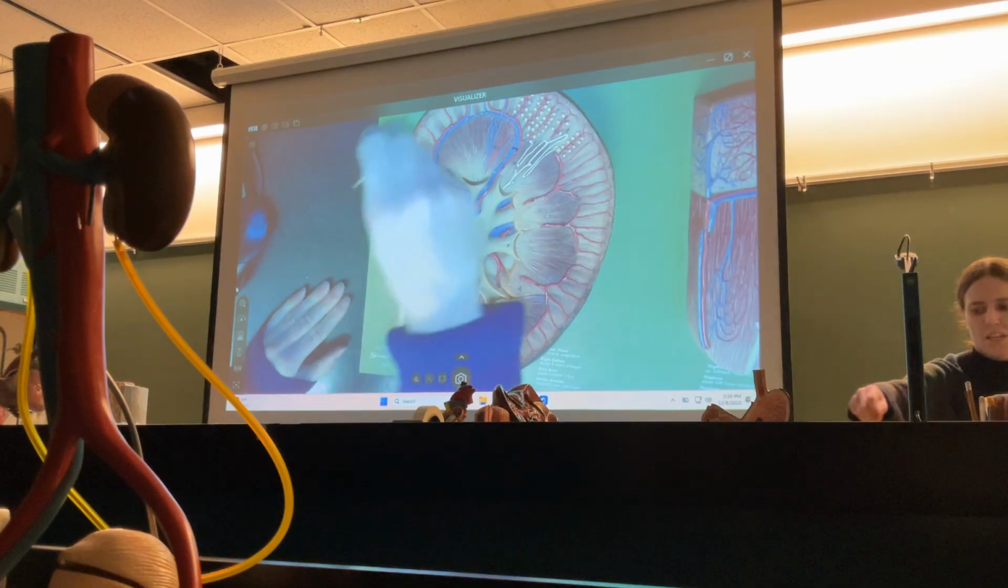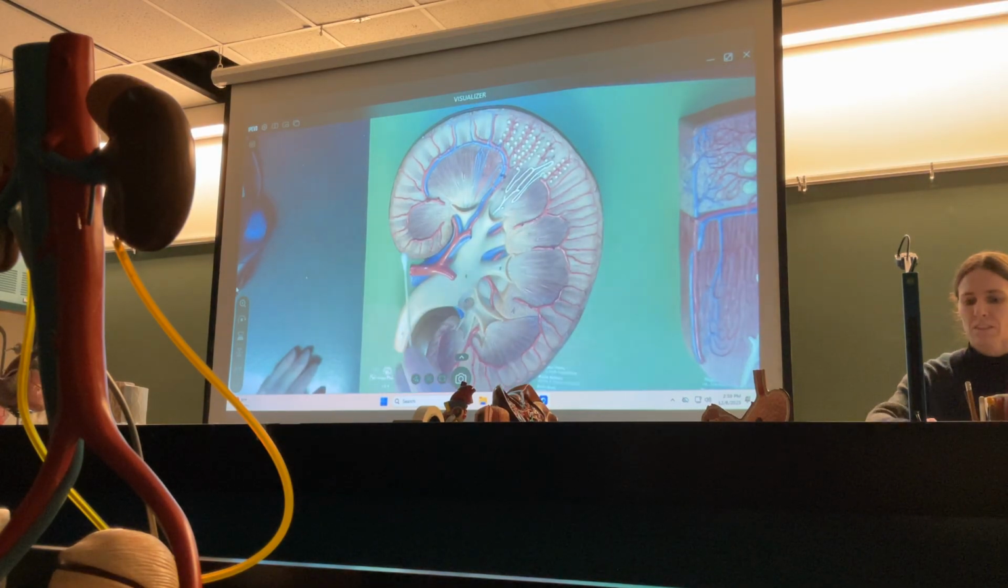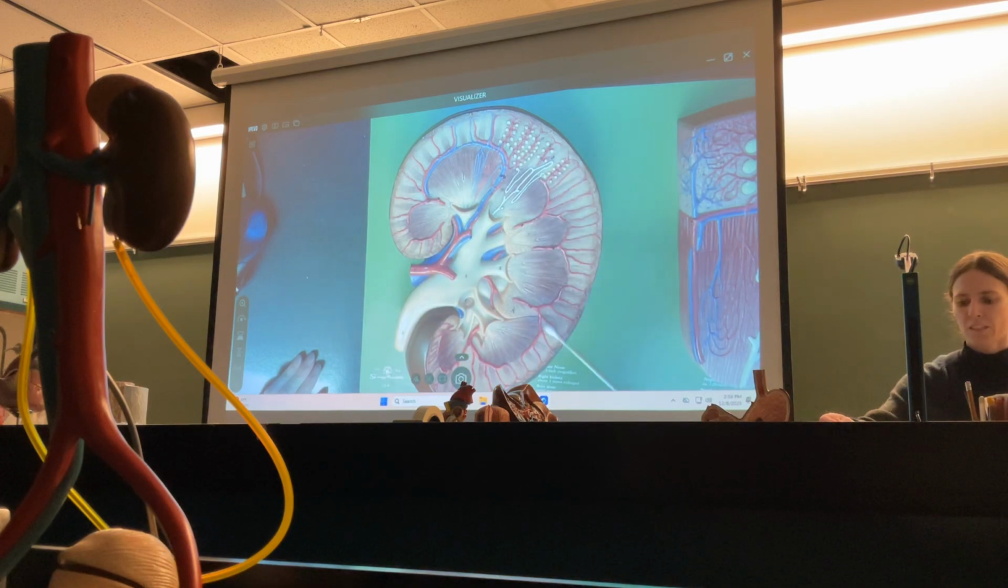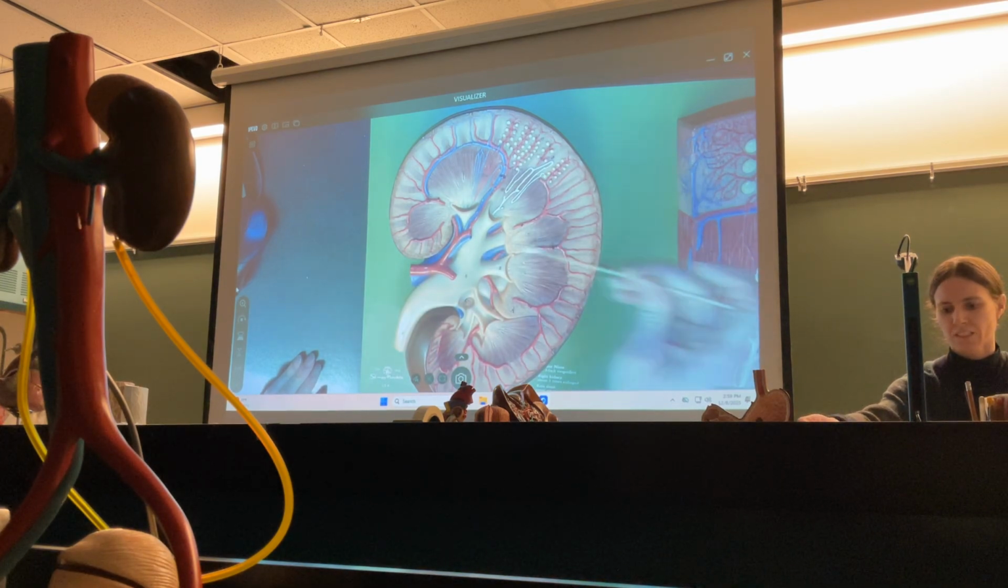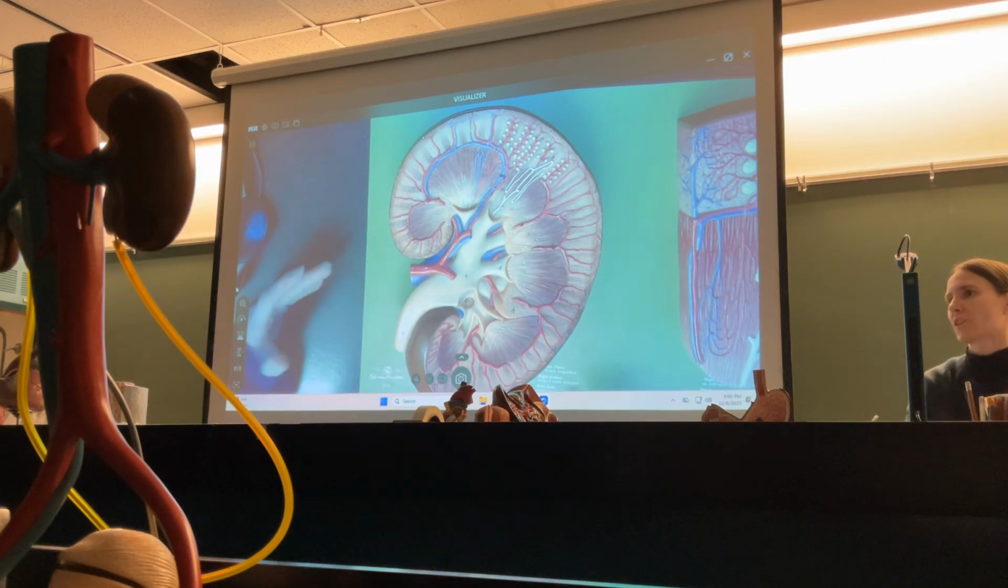What is this outer layer surrounding it? The capsule. What about this lighter tissue right here? Cortex. The cortex, and then what are these? The renal pyramids, which are considered the renal medulla. Good.